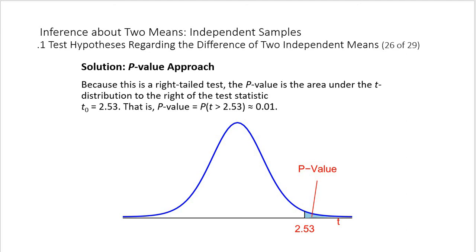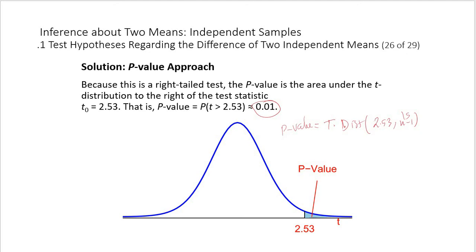To compute the p-value, we need to compute the area to the right of T naught, because this is a right tail test. So we're going to use the p-value equal to T.DIST of T naught, which is 2.53, comma, degrees of freedom n minus 1, which is 15. We're going to compute the area to the right of T naught, and you're going to end up with 0.01.